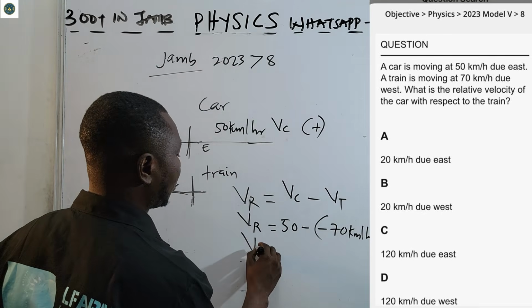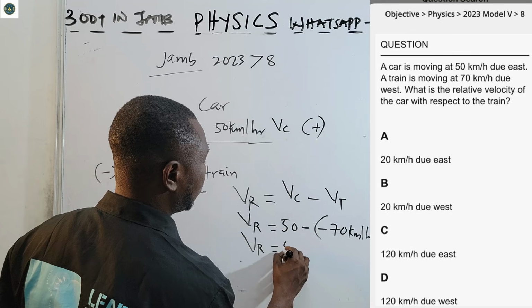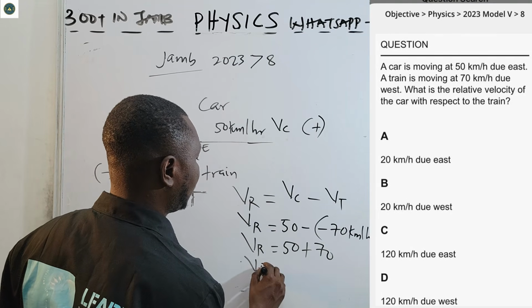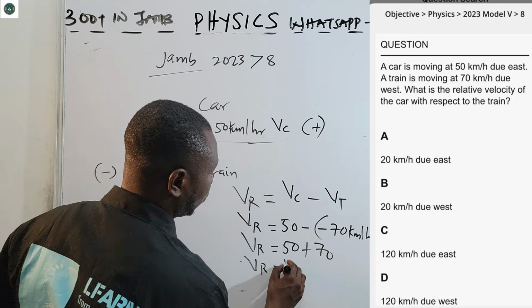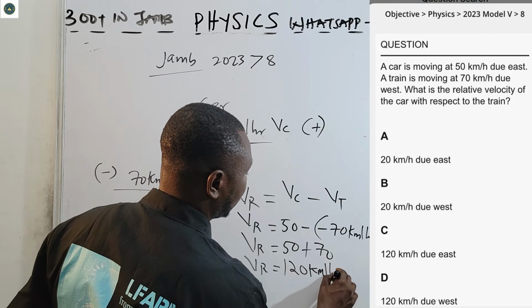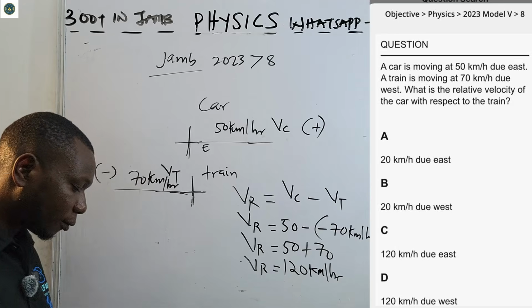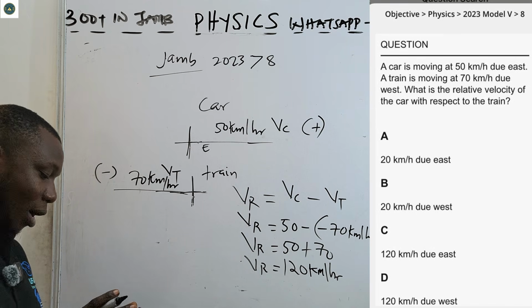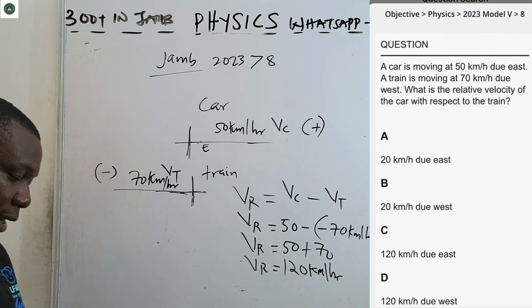So VR is equal to what? 50 plus 70. So VR is 120 kilometers per hour. So they say, what's the relative velocity of the car with respect to the train? So it's 120 kilometers per hour.